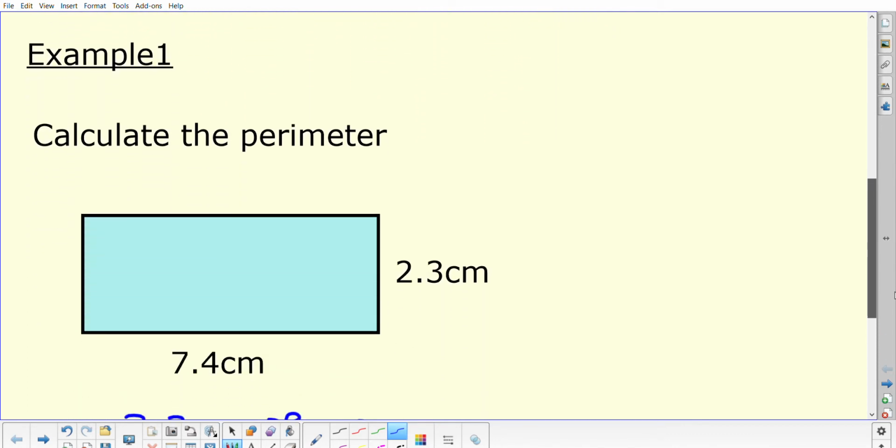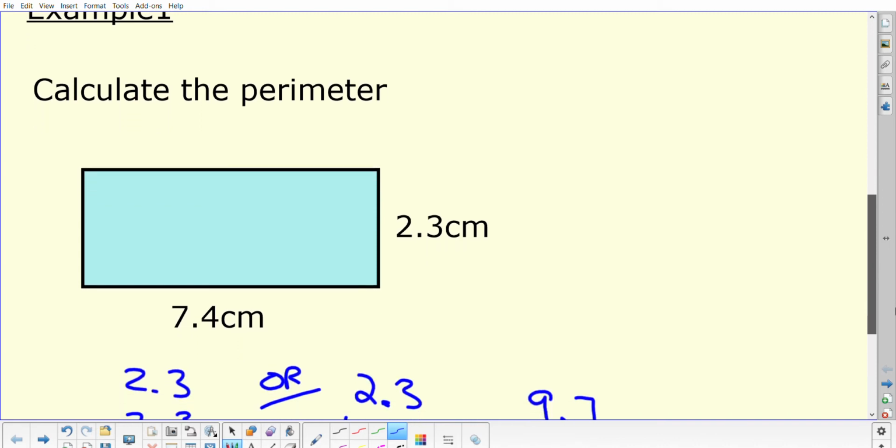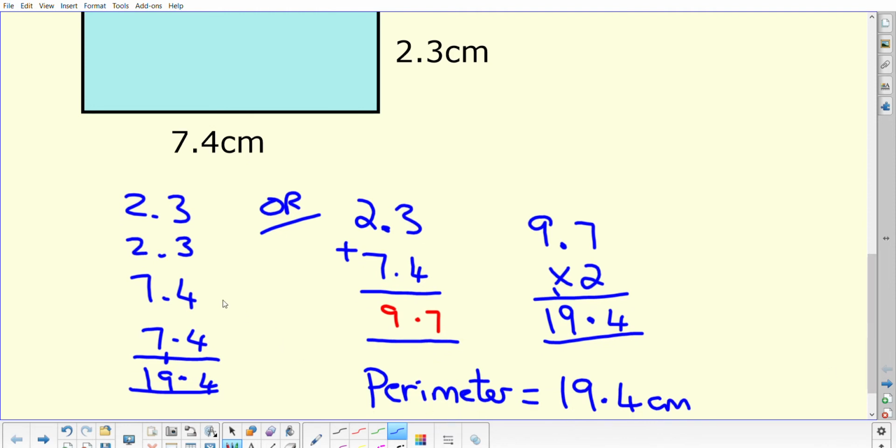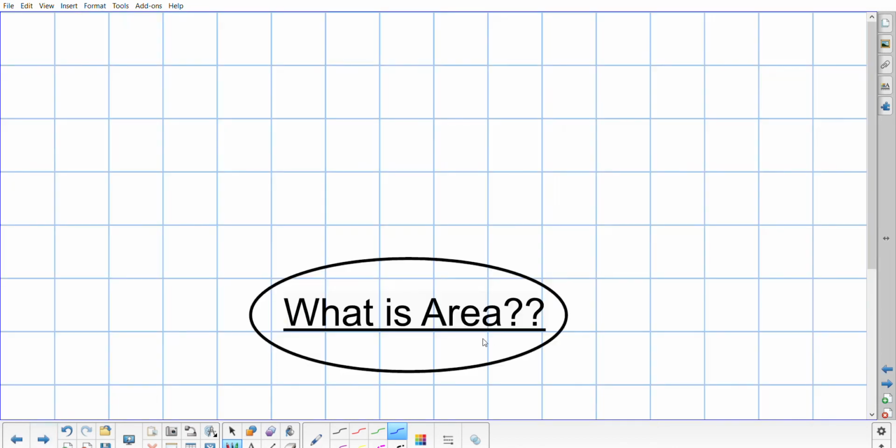So for example, if you had a rectangle like this and you were given two measurements on that rectangle, you could add all four sides up. So you could write a sum where you had 2.3, 2.3, and because remember opposite sides are equal, that would get you 19.4, and then you would state, so perimeter is 19.4, or your working could look like this. You could simply add the 2.3 and the 7.4, get 9.7, but know that that is not your answer, because you then need to double it to get to the 19.4. So I'm sure you've met that before. That's for rectangles. All you're basically doing is adding up your length.